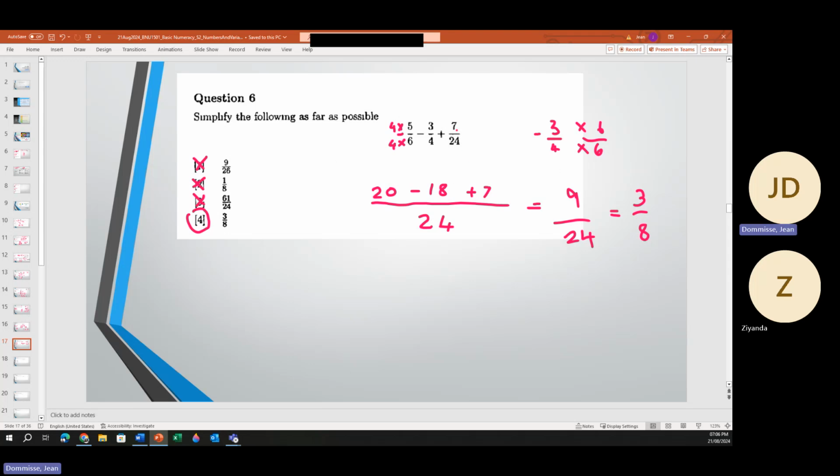If your calculator can't do it, then we use the process to say, okay, let's put everything over the highest fraction. So that was the 24. And then we will simplify. And with a few iterations, we got to the 3 over 8.